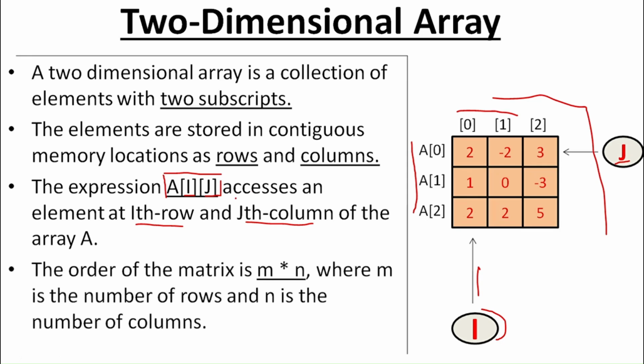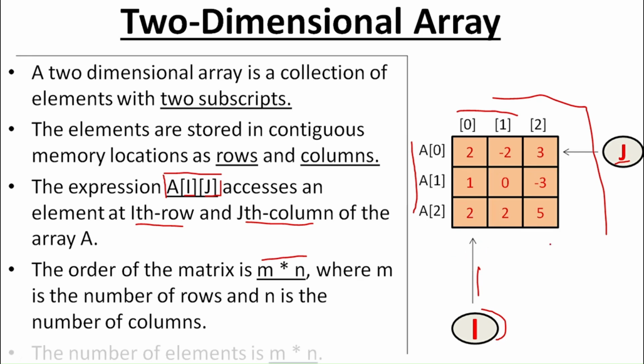The order of the matrix is m into n, where m is the number of rows and n is the number of columns. Suppose I want to find the order of this matrix, then I will use this formula m into n, where m is the number of rows and n is the number of columns. In this case, we have 3 rows and 3 columns.